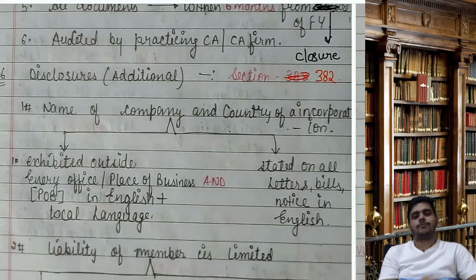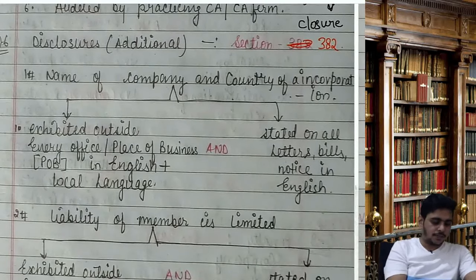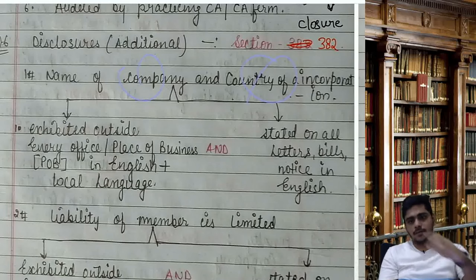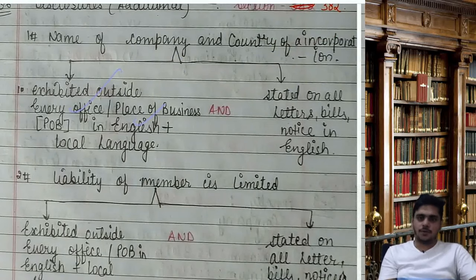Cool. Now, section 382, two disclosures. The name of the company and the country of incorporation should be exhibited outside every office or place of business in English and in the local language. It should also be stated on all the letters, bills, and notices in English.